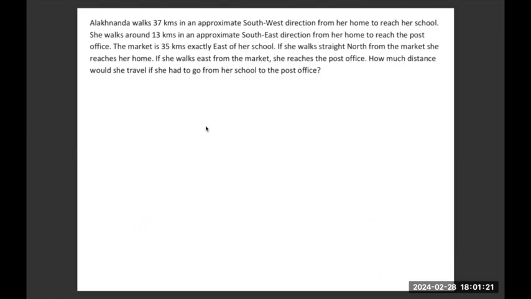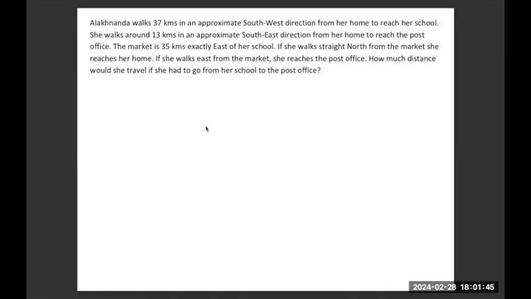This is an exercise in direction. Now, in these kind of questions, never ever read the whole question and then go around drawing the diagram. I know that direction is asked, and at the end, what I have to find is, I'll just directly jump to what I have to find first. And what I have to find is how much distance this lady would have traveled if she goes from her school to the post office.